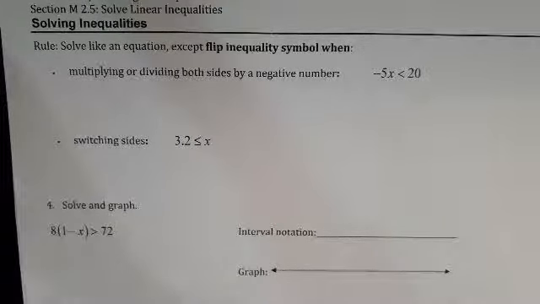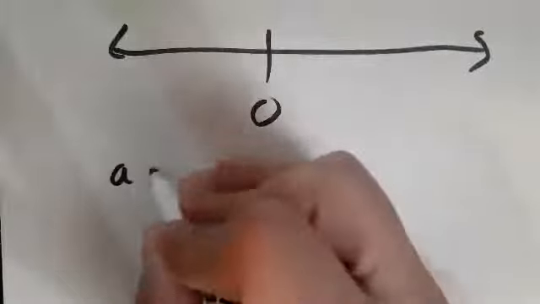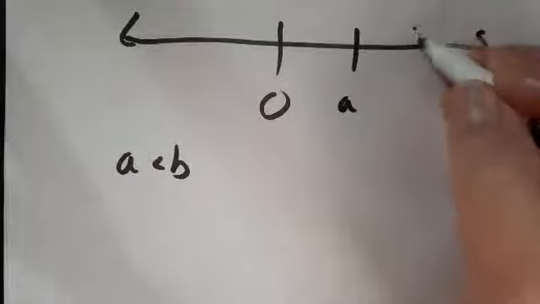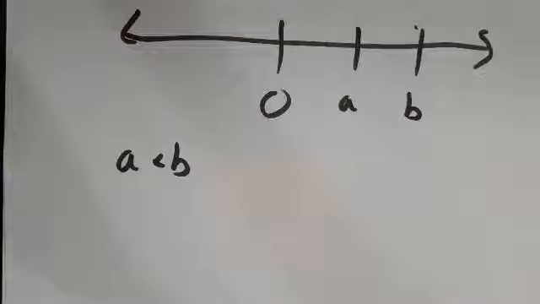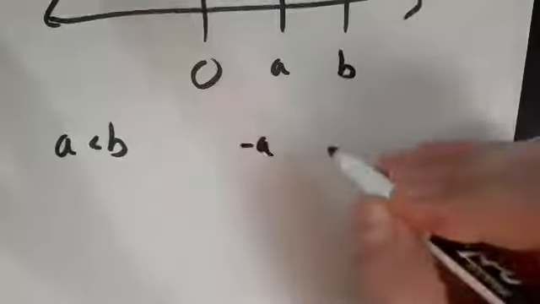Okay, so this is one conceptual thing that we might have to go over. We want to talk about multiplying or dividing both sides by a negative when we have an inequality. If you think about the number line, it's got this weird reflexive thing happening. I want to say this is 0. The first statement I want to make is that A is less than B. And I want to say something about negative A and negative B.